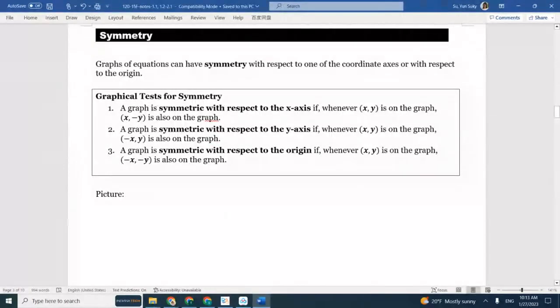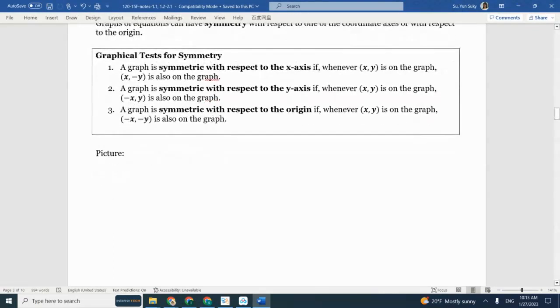Sorry, symmetry. Graphs of equations can have symmetry with respect to one of the coordinate axes or with respect to the origin. Okay. Graphical test for symmetry. A graph is symmetric with respect to the x-axis if whenever (x, y) is on the graph, (x, -y) is also on the graph. Okay, look at this picture.